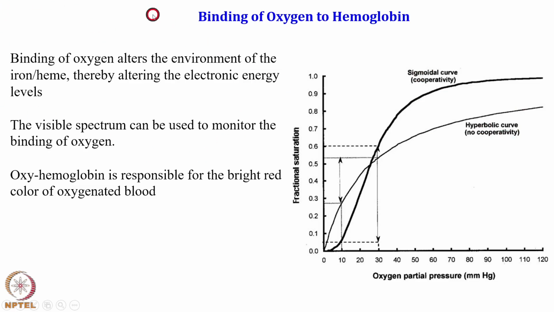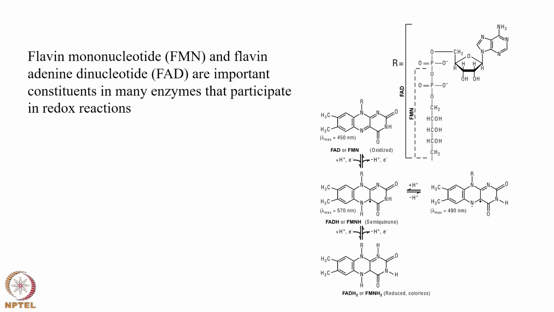So, binding of oxygen alters the environment of the heme, right. It goes into a different coordination geometry. Therefore, the electronic state level is altered because of the binding, which changes the environment. Now, the visible spectrum can be used to monitor the binding state. So, oxyhemoglobin is responsible for the bright red color of oxygenated blood, and essentially you look at what the color is and how it changes, right. That is what we do.